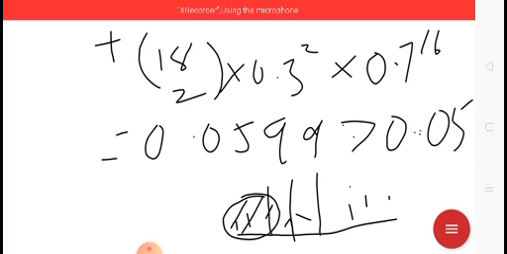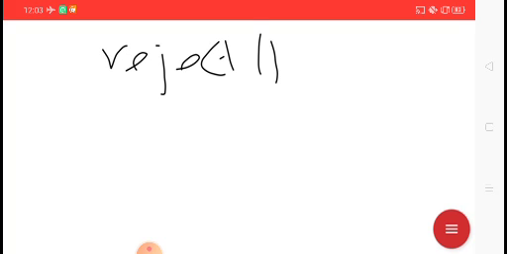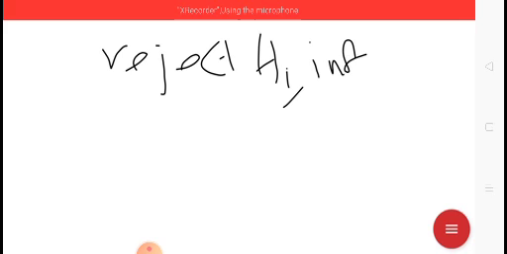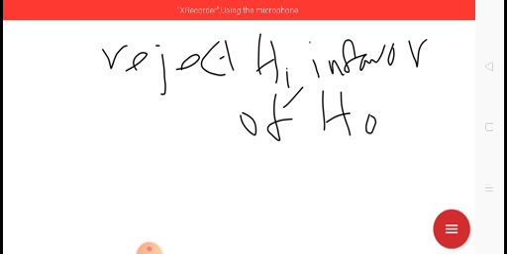So if you are out of the critical region, remember we calculate from here. If you are out of the critical region already, it means what? It means you will reject H1 in favor of H0, because you are out of the critical region already.